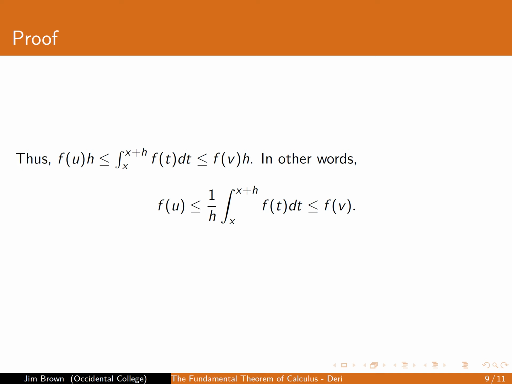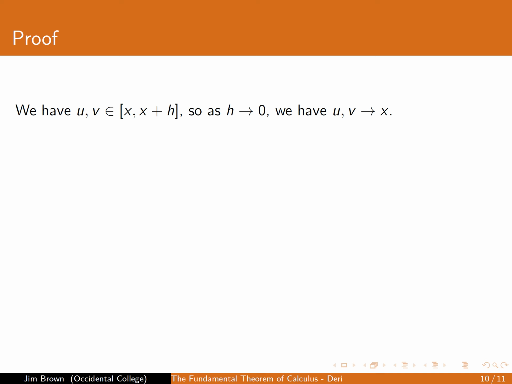And now remember, this integral on the inside here between the two edge points, if I take the limit as h goes to 0 of this, that gives me exactly the derivative I'm looking at. So what we want to do is take the limit as h goes to 0 of this whole thing. Now remember, u and v lie in the interval from x to x plus h. So if I let h go to 0, this right-hand side, x plus h, is going towards x. So u and v are pinned between x and something getting closer and closer to x. So as h goes to 0, u and v have to both go towards x.